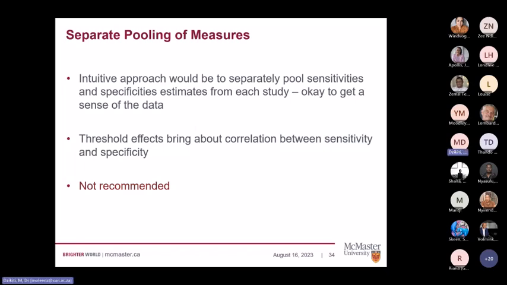But these threshold effects bring a correlation between sensitivity and specificity, as I showed you. As the threshold moves, one increases and the other decreases, and they cannot both increase as the threshold moves. So that is a negative correlation. So the separate pooling of measures to report is not recommended. It may be okay for getting a sense of the data.